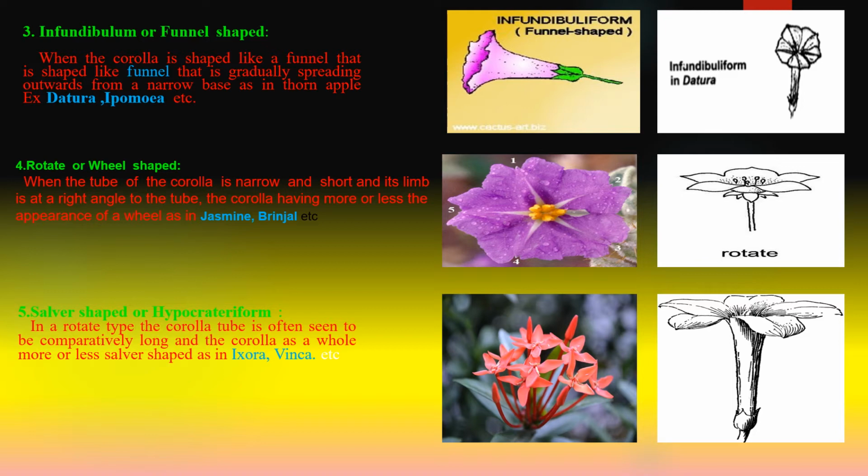A fifth one is the salver shaped or hypocrateriform. In this type, the corolla tube is often seen to be comparatively long, and the corolla as a whole more or less salver shaped, as in case of Ixora and Vinca rosea.